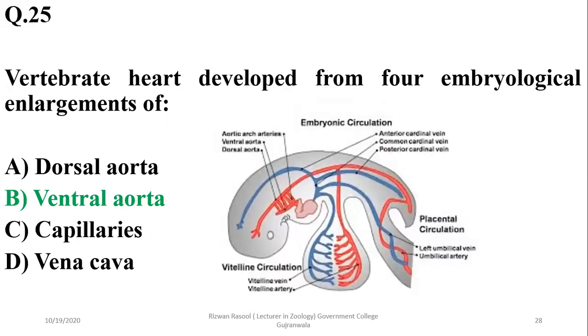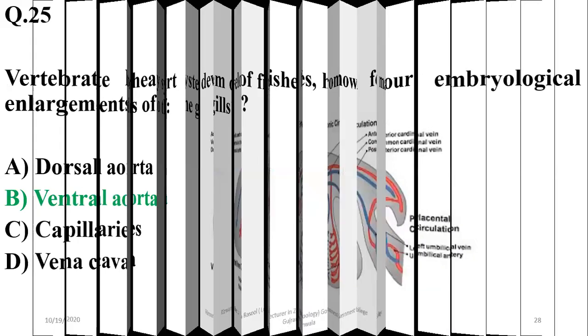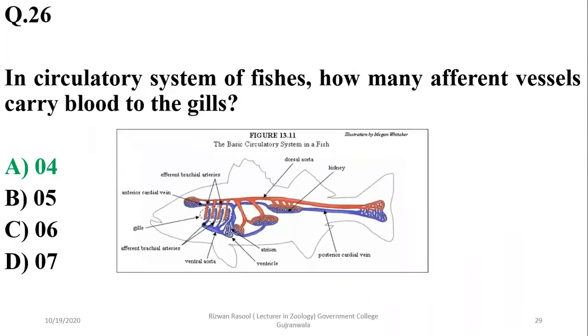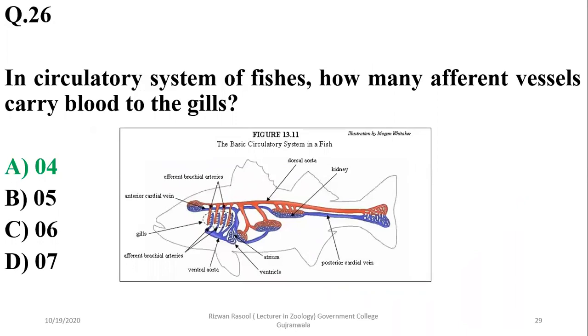Vertebrate heart developed from four embryological enlargements of. Obviously, the vertebrate heart is present on the ventral side, so it must be the ventral aorta, which later on changed into the heart of vertebrates. Number 26, in the circulatory system of fishes, how many efferent vessels carry blood to the gills? There are actually four afferent vessels which carry blood towards the gills for oxygenation. So the right option is alpha over here.